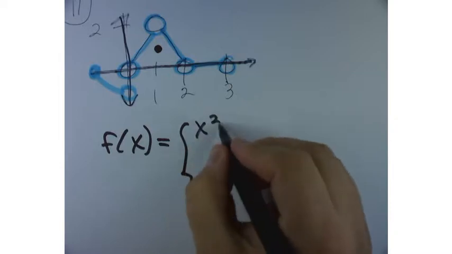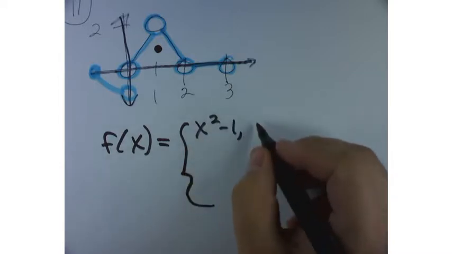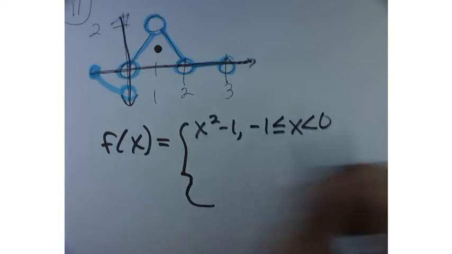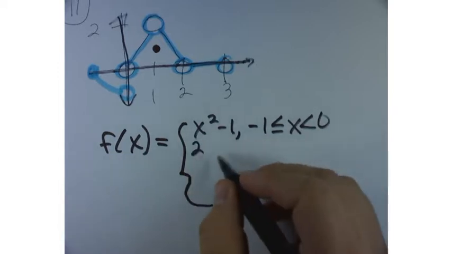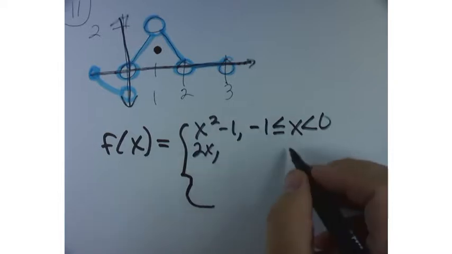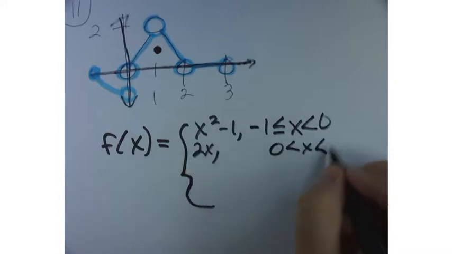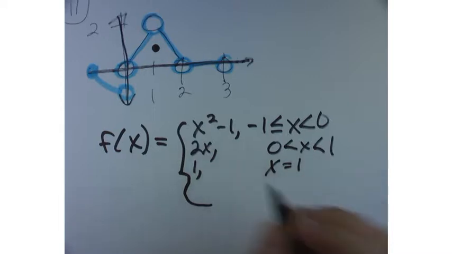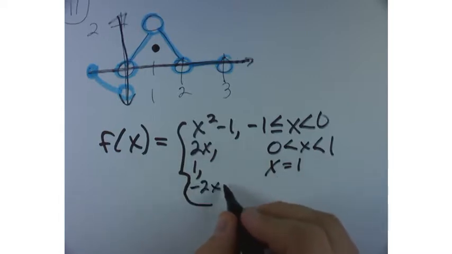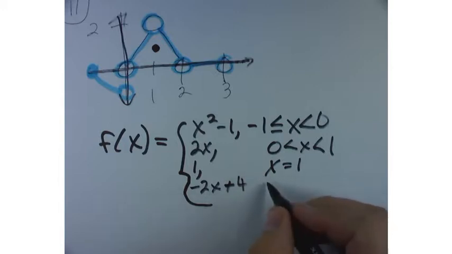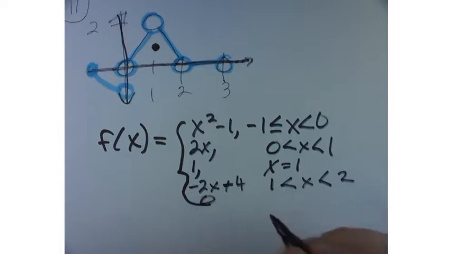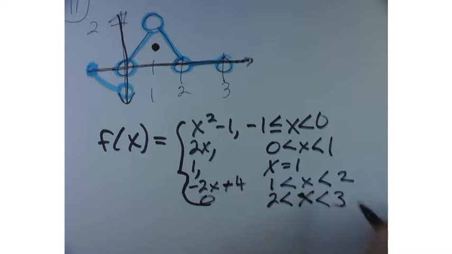It's x squared minus 1 when x is from negative 1 to 0, then we say that the function is 2x when x lives from 0 to 1, and then we say 1 comma 1 when x equals 1, and then negative 2x plus 4 when x is between 1 and 2, and then 0 when we go from 2 to 3. And so this is the domain of the function.